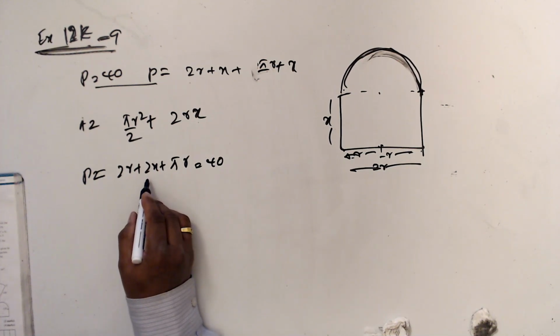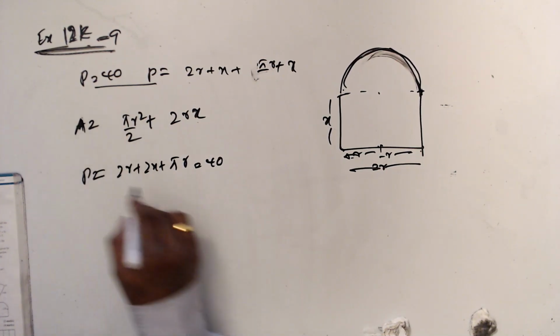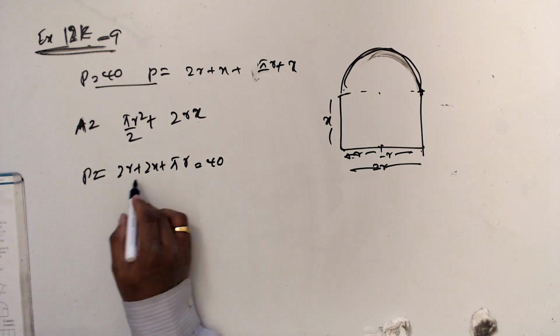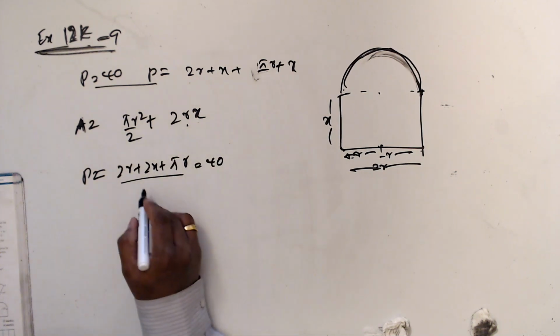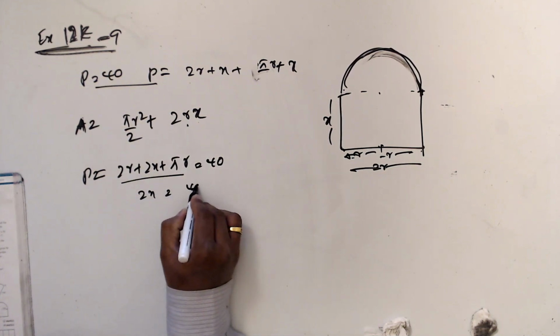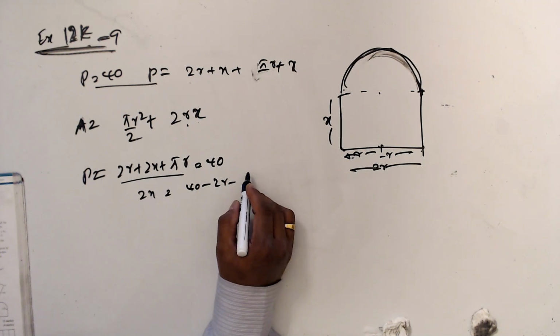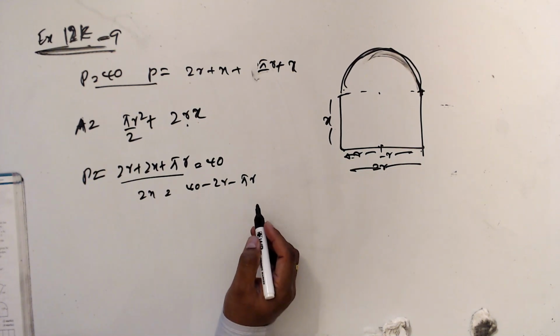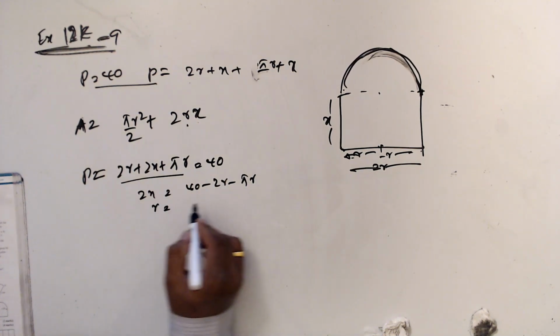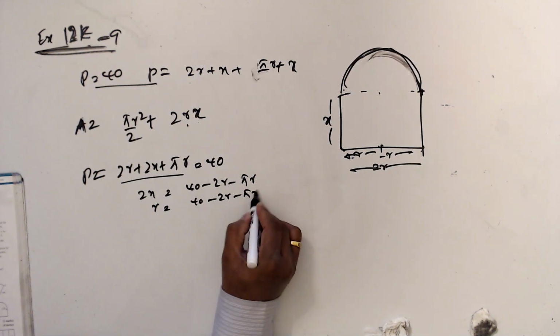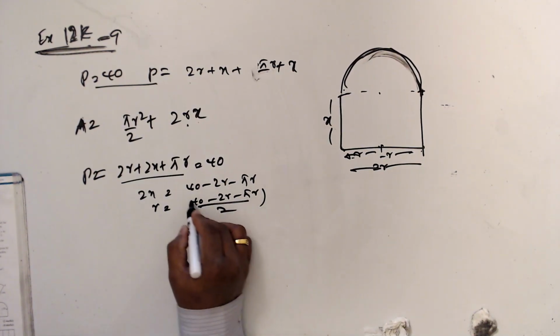Now this value. Now we'll make X the subject and substitute here. 2X equals 40 minus 2R minus pi R. So X equals 40 minus 2R minus pi R, divided by 2.